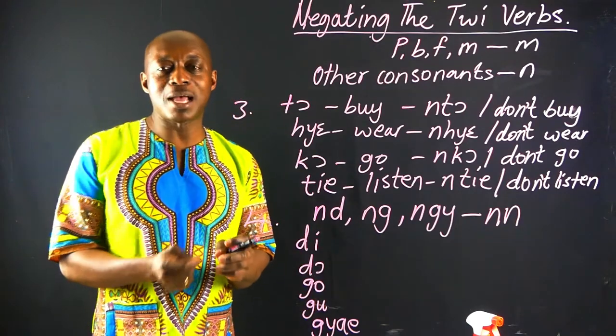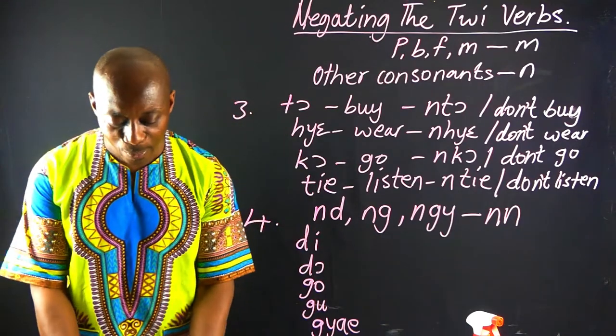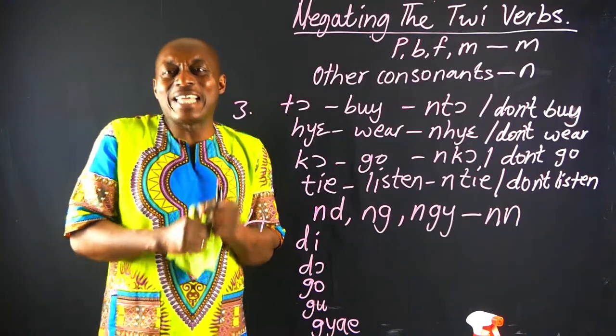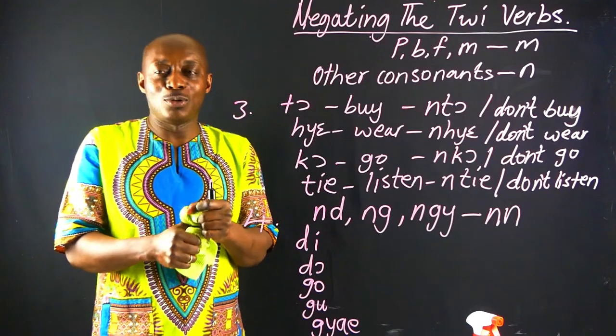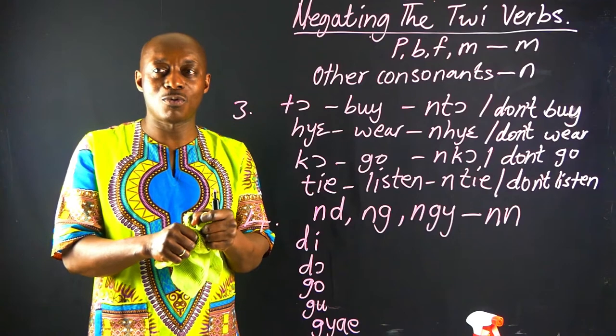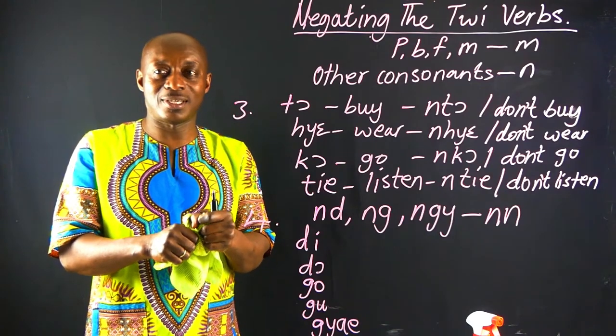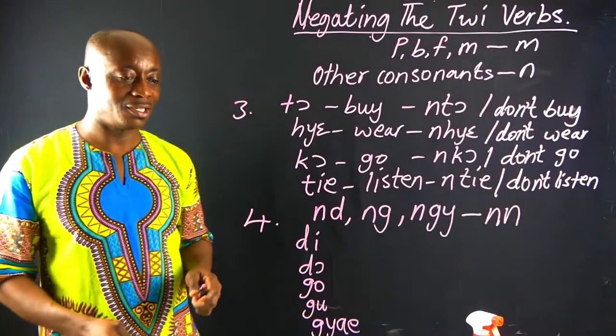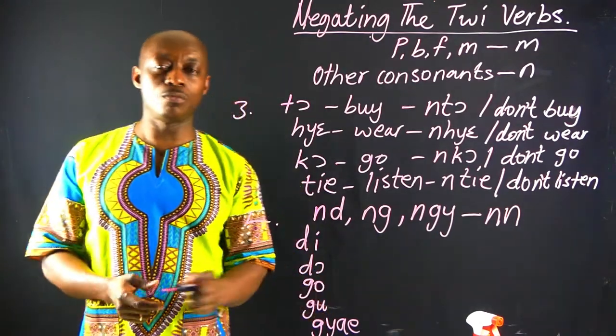Go. That is to lose something. If, for instance, I make a knot from this and it's too tight, and you want me to lose it a little bit, then you can say go mu, lose it. So go means what? To lose something.